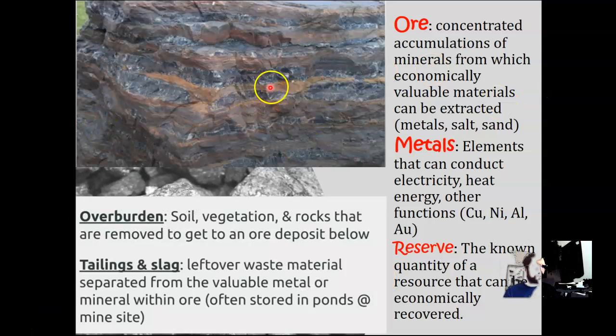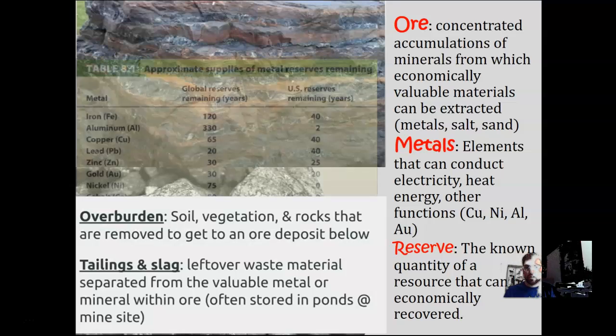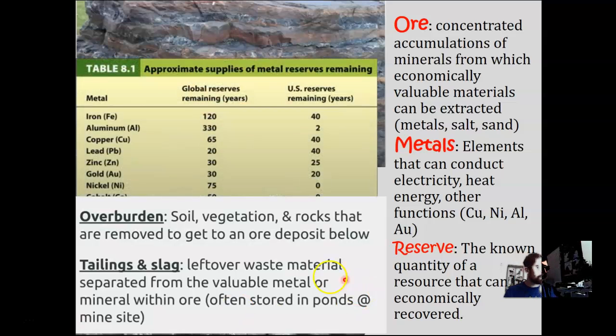Okay, so here you have ore, which is the accumulation of minerals that has the economically valuable materials within it. So in this picture, we have iron that can be extracted from this rock, which can then be used to make steel, which is really important for building. Okay, and here is, and it got cut off a little, the approximate supplies of metal reserves remaining.